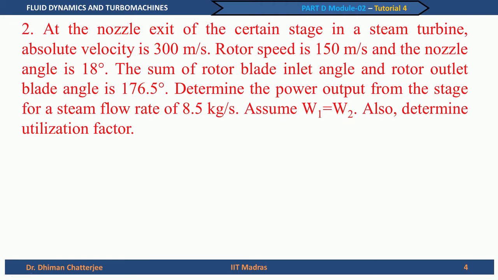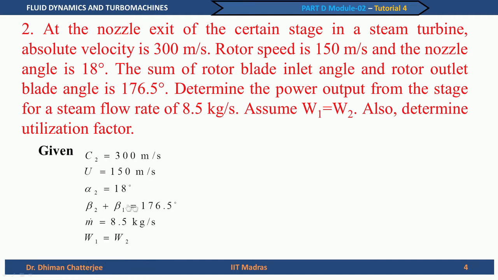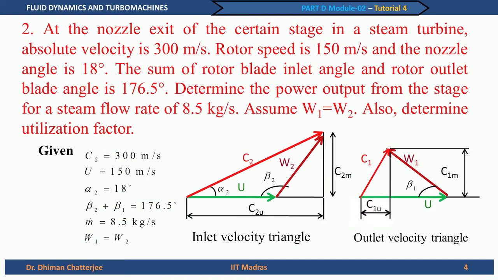I will introduce the utilization factor through this example. It is given that C2 is 300 meters per second, U is 150 meters per second, alpha 2 is 18 degrees. We do not know beta 1 and beta 2 individually, but together beta 1 plus beta 2 is equal to 176.5 degrees. We know the mass flow rate m dot is 8.5 kg per second, and though we do not know the values of W1 and W2, it is given that W1 is equal to W2, that is, the relative velocity at the inlet and exit of the rotor are the same.